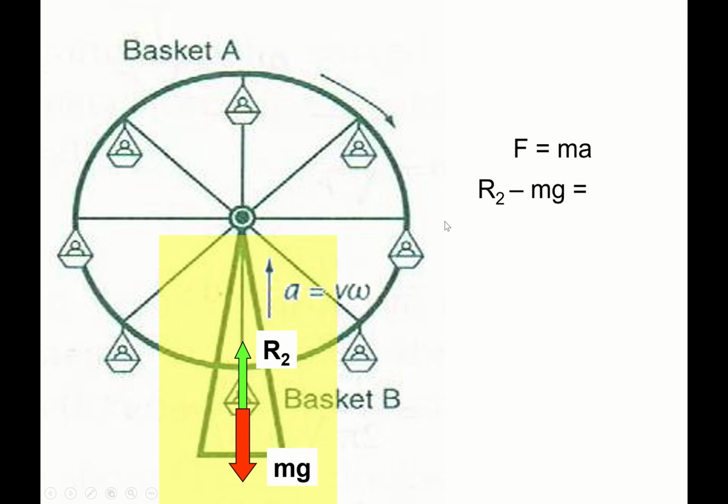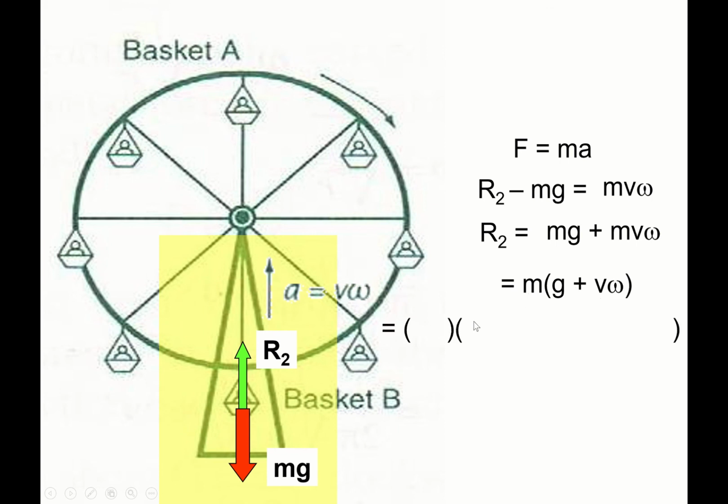So the centripetal force is provided by R2 and mg, so it becomes R2 minus mg equals m v omega. And R2 equals mg plus m v omega. Factor out m: m times (g plus v omega). So substitute m, 52 kg, g is 9.81 plus v, 7.09 times 0.105. So the answer is 549 Newton. So the normal reaction at basket B is larger than the normal reaction at basket A.